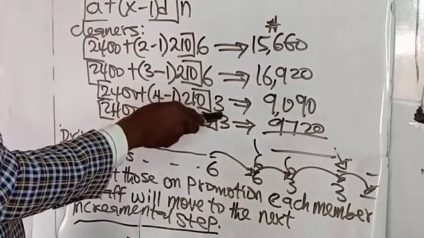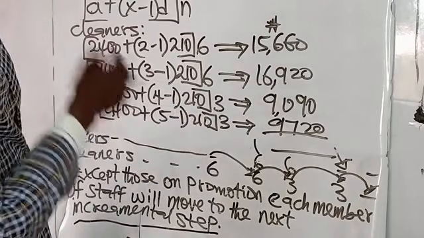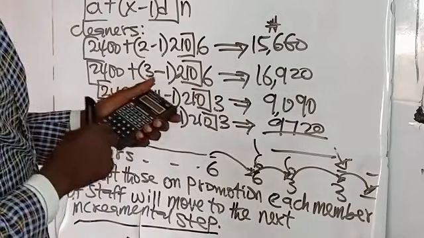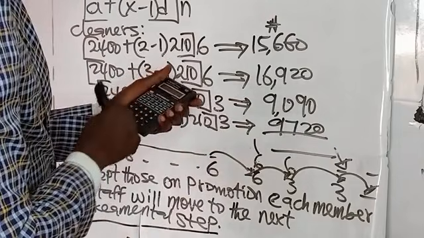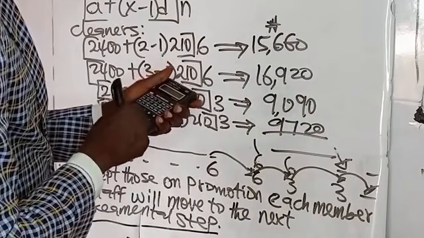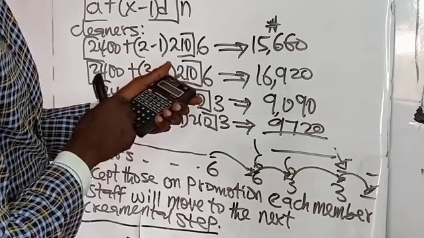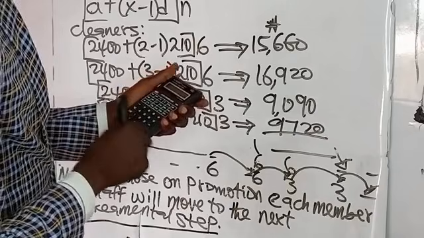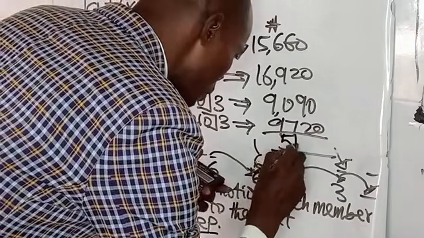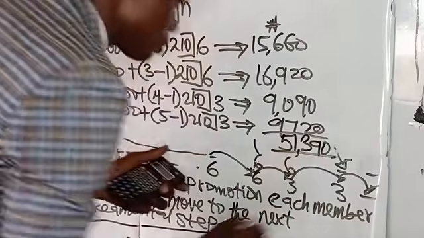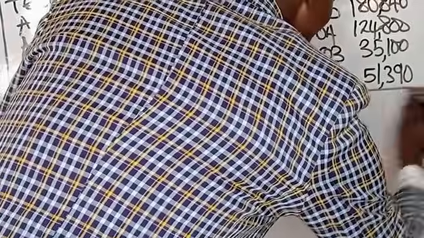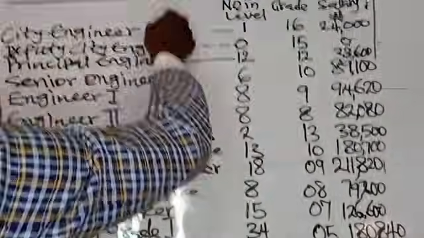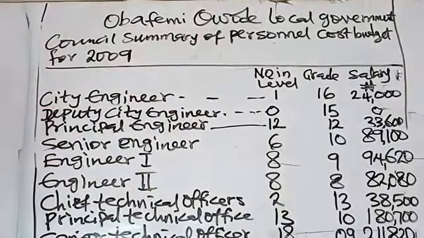If you add the number of employees, 6 plus 6, 12. 12 plus 3, 15. 15 plus 3, 18. 18 employees. Now, what is their total remuneration? 9,720 plus 9,090 plus 16,920 plus 15,660. So total 51,390.